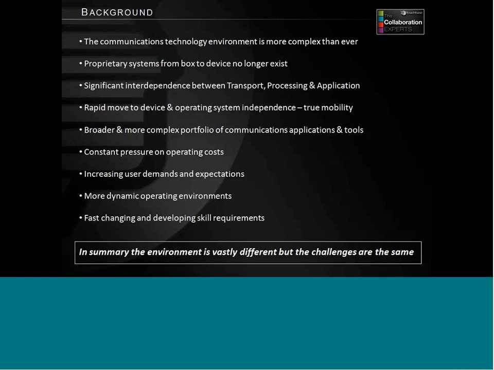So not only at the base technology layer of transport, processing and the application, but the way in which your users are consuming it is changing significantly, which all sort of falls in line with the fact that the portfolio of applications and tools that your users are demanding are becoming broader and more complex. And so again, 10 years ago, you would allow your users to make and receive a telephone call, you'd allow them to do a conference, and maybe some other things.